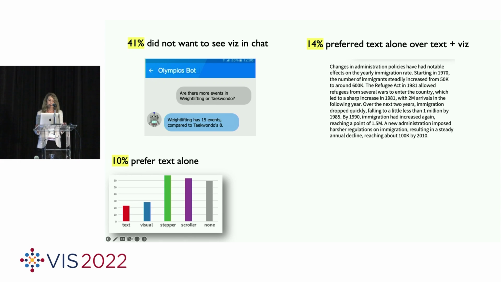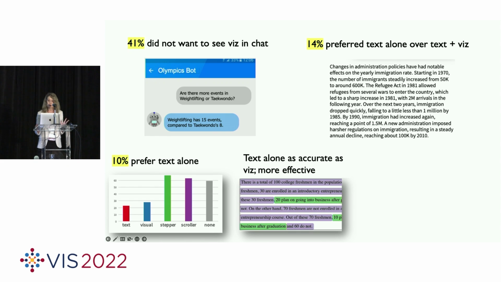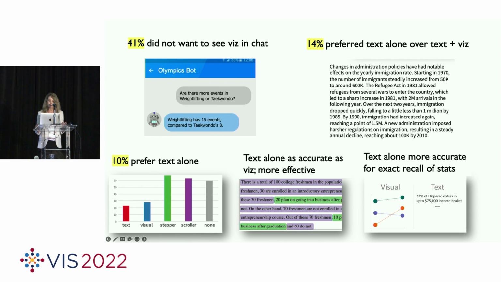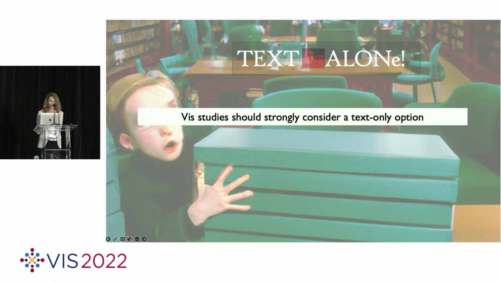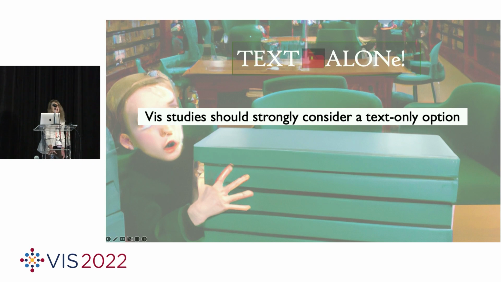In summary, these examples do empirical studies with different findings, but in each case, they have a text-alone condition, and they determine different outcomes based on this in comparison to a design with a Viz. So the takeaway message from this is that Viz studies should strongly consider a text-only option. So the next time you're designing a study, think about if you can make a text-only option if it's applicable.